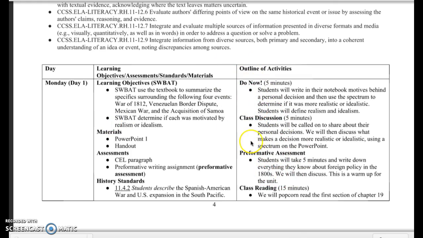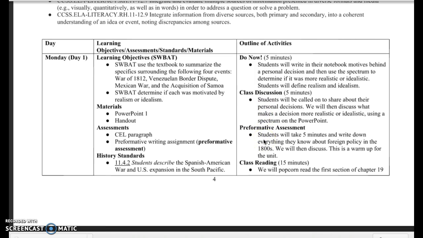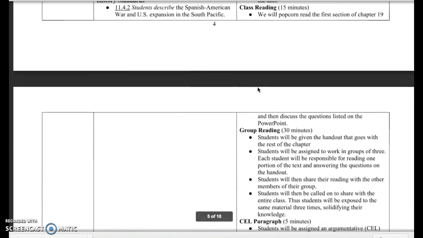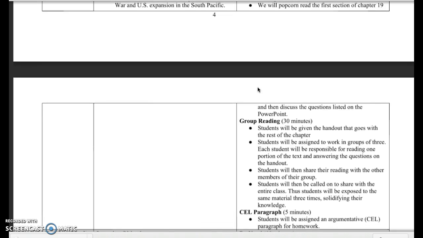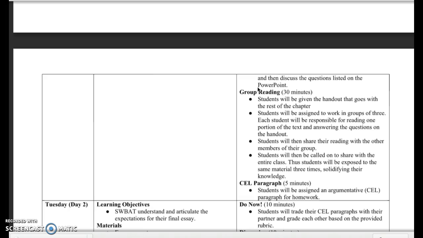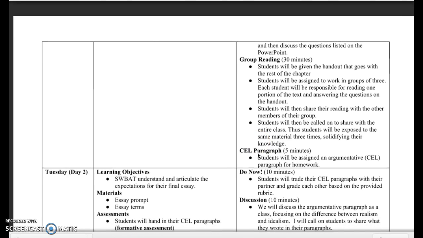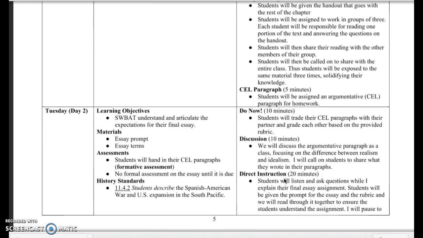So this is really the introduction to motivations behind expansion. We're talking about motivations in personal decision making, and this is going to be their introduction to realism versus idealism. They're going to read the introduction to the chapter, and then they are going to do a handout based on that. And then for homework, they are going to have their CEL paragraph that they will need to do in order to kind of get them into the mindset of arguing what do we make foreign policy decisions on. The next day we will go over their CEL paragraphs and we will discuss it.